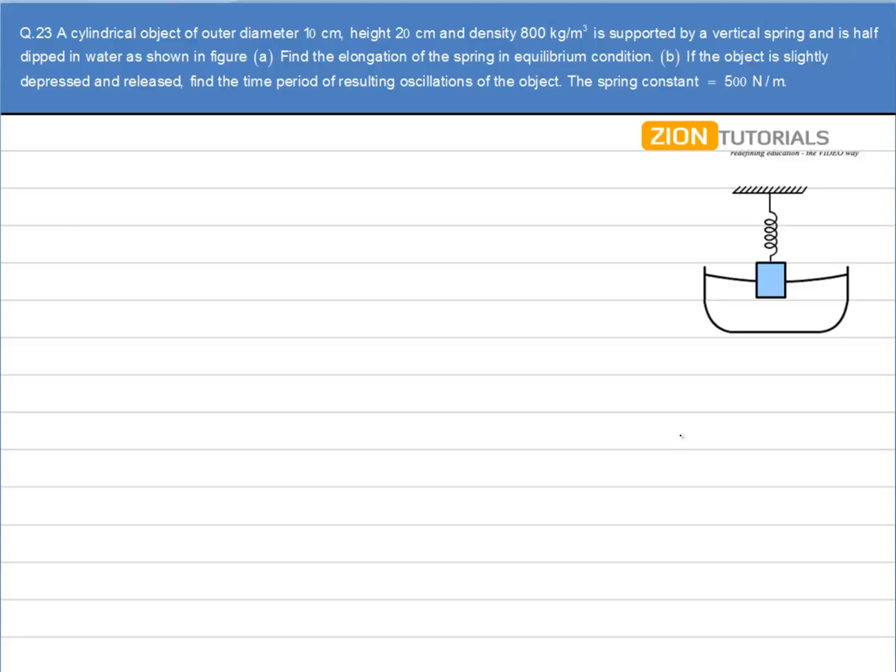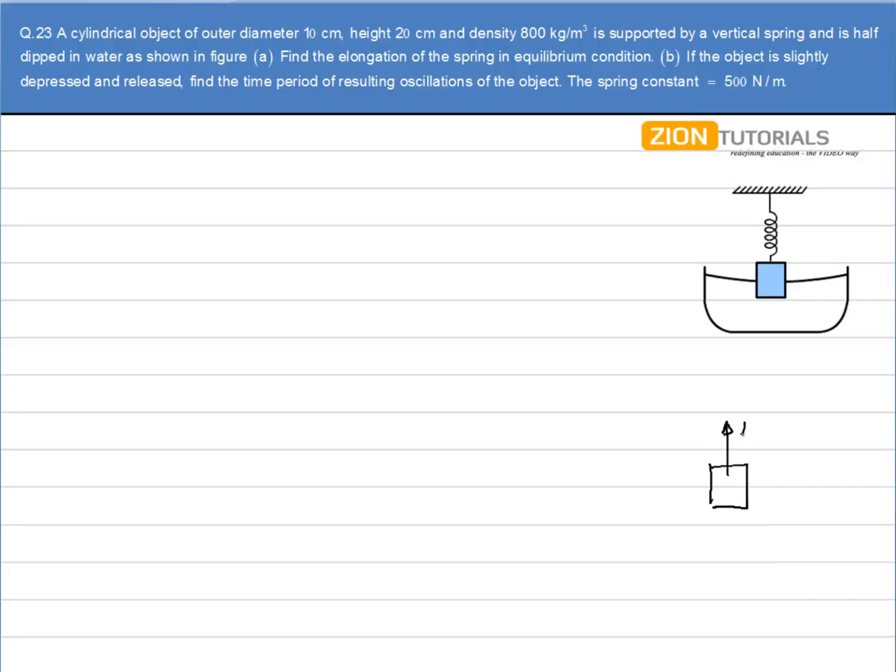A cylindrical object of outer diameter 10 cm, height 20 cm, and density 800 kg per meter cube is supported by a vertical spring and is half dipped in water as shown in the figure. First, we have to calculate the elongation in the spring in equilibrium condition. Now, first of all, let's draw the FBD of the block.